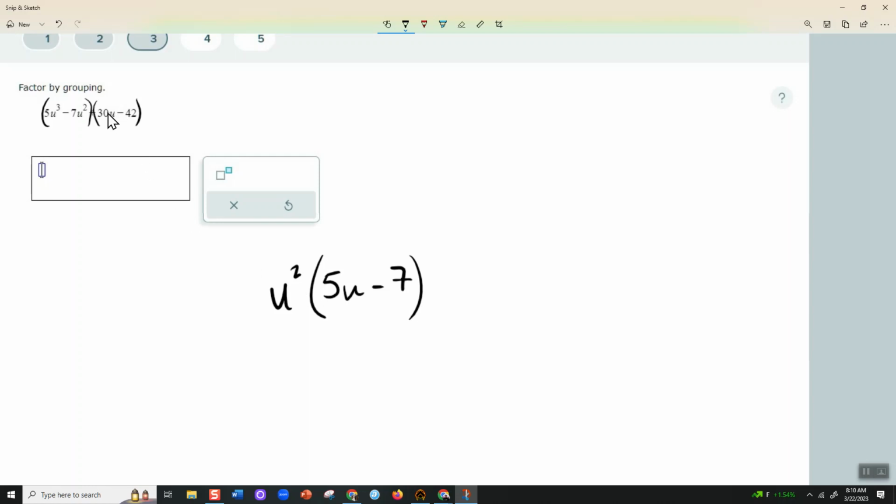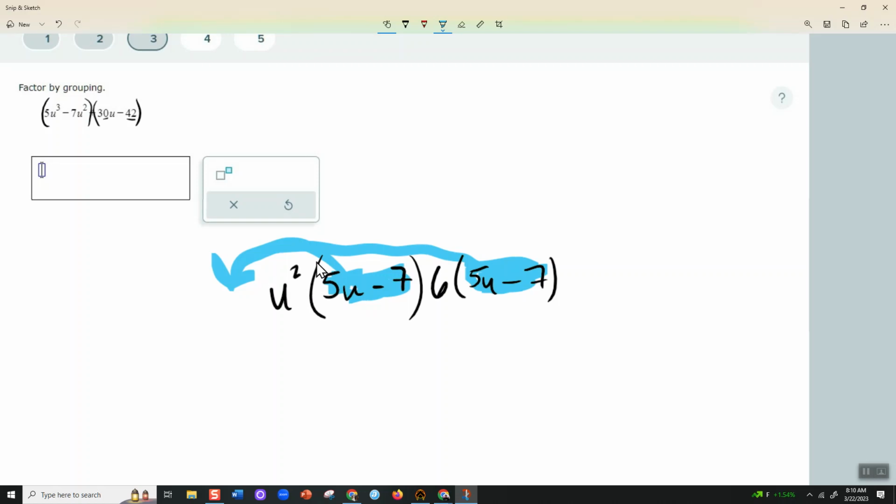Right? In the next one, we can see a common factor between 30 and 42. If you don't know your 6 times tables, you might not see it, but it is. Those are both multiples of 6. So at 6, there's no common variable. But I do end up with 5u. Keep the minus sign. 42 divided by 6 is 7. And you will notice again that I have this common binomial, 5u minus 7. We should always get that every time that we are factoring by grouping.